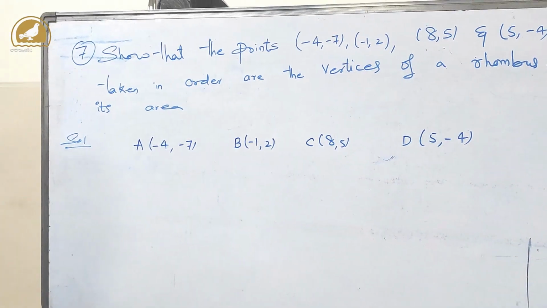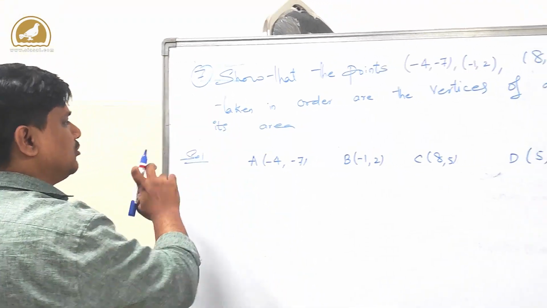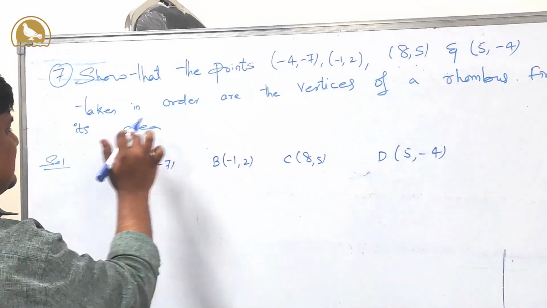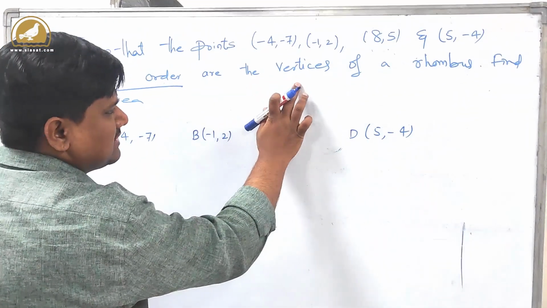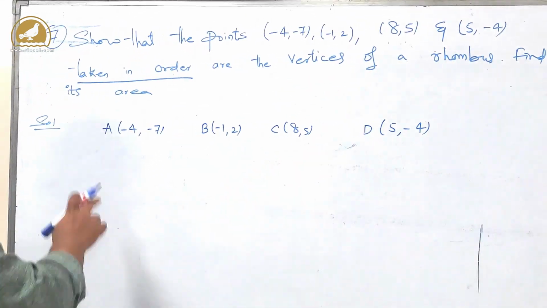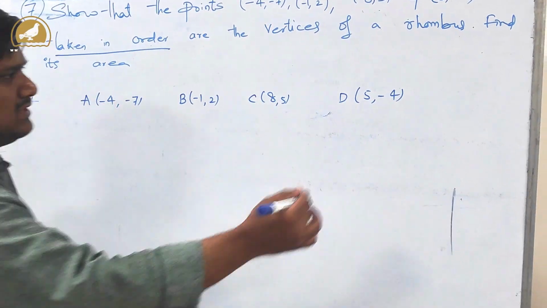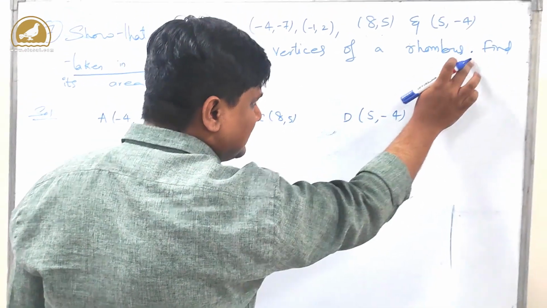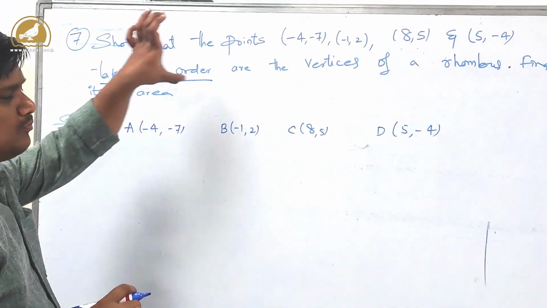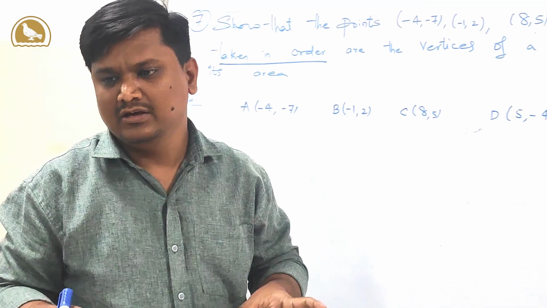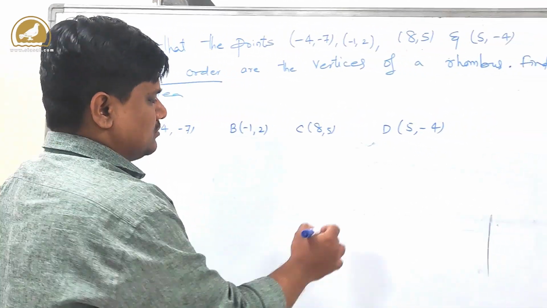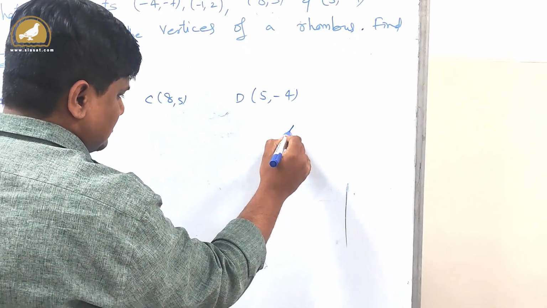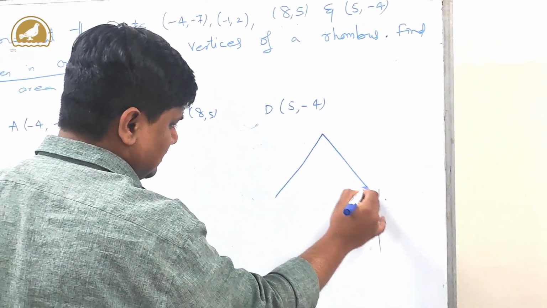They are asking us to prove that these 4 points taken in order, and this is important, are the vertices of a rhombus. Find its area. This part we'll see later on. First we need to prove that when these 4 points are joined together we get a rhombus. A rhombus looks something like this.